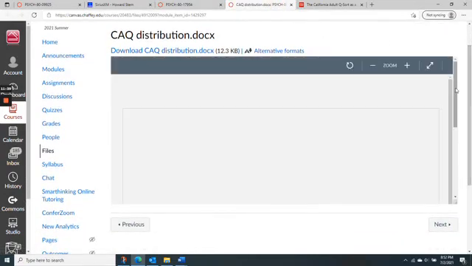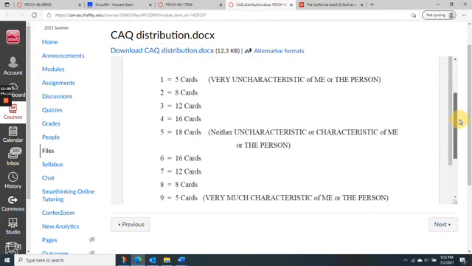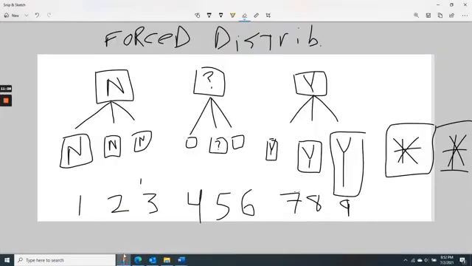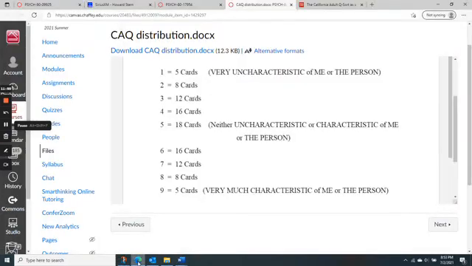You don't have to print this one out. This is just information. It tells you how many cards you need for each of the piles. So it's literally the number of cards. I thought I could write on this. Just give me a second. Okay, here we go. So these are the number of cards, and it's on this document here.